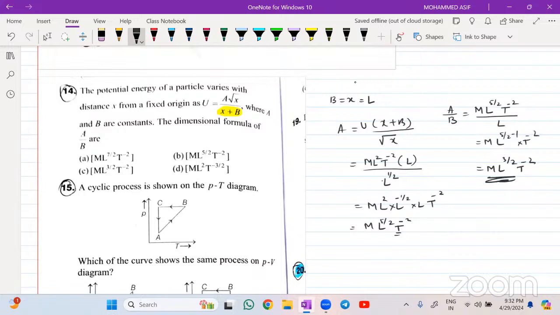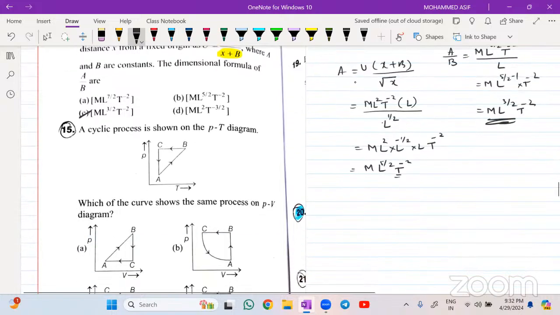So what is the option? 3 by 2 कहाँ पर है? 3 by 2 कहाँ पर है? Plus 3 by 2 ये है ना बेटा? Plus of your 3 by 2 C prime. ठीक है ना? 15th one का आंसर बताइए.